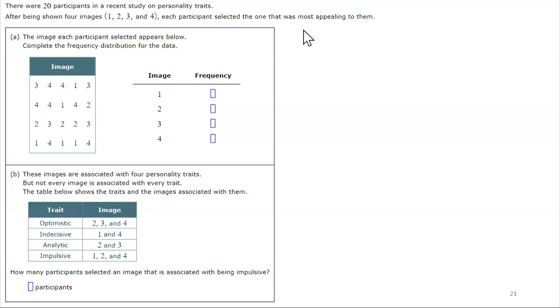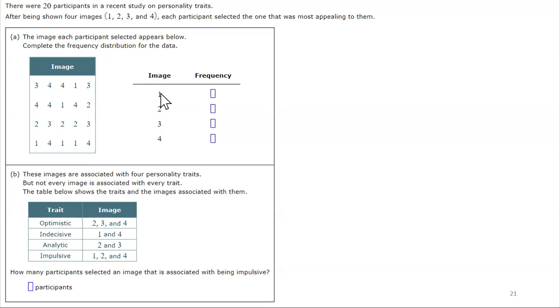Okay. All right, so this next problem says there were 20 participants in a recent study on personality traits. After being shown four images, each participant selected the one that was most appealing to them. Okay, so this is a frequency table. So notice here on this image table, you have these numbers, right? The image each participant selected appears below. Complete the frequency distribution for the data. All right, so basically all you're doing here is for each image that is displayed, you're just counting how many times it shows up.